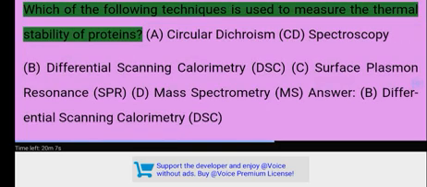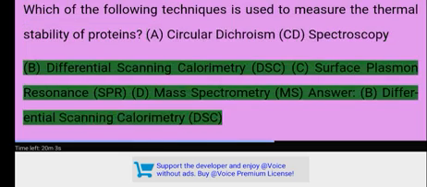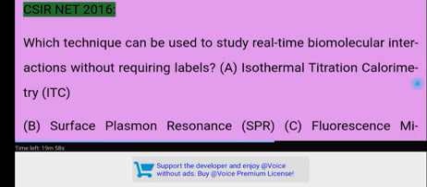CSIR-NET 2018. Which of the following techniques is used to measure the thermal stability of proteins? A. Circular dichroism. B. Differential scanning calorimetry, DSC. C. Surface plasmon resonance, SPR. D. Mass spectrometry, MS. Answer: B. Differential scanning calorimetry, DSC.